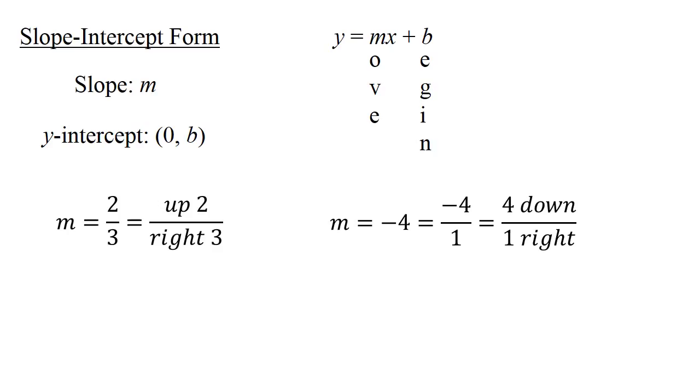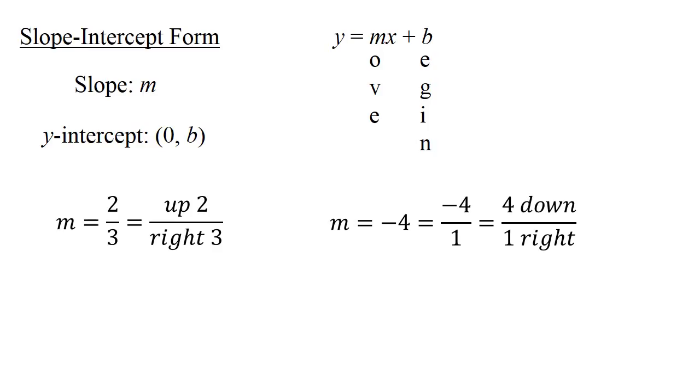Notice in both cases I suggest we go to the right, and then it's just a question of whether we go up or down. If you start trying to go left, then you've got to change your signs and stuff around. So I suggest always go to the right, and then if it's a positive slope, you go up, and if it's a negative slope, you go down.